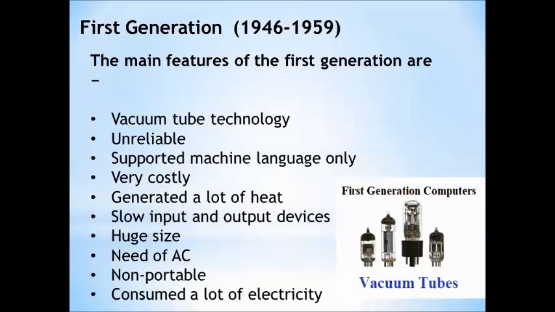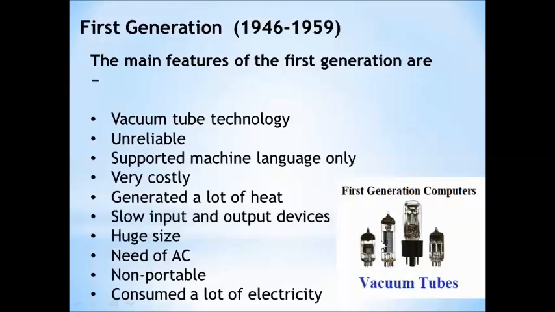The first generation computers were very bulky in size. The main processing component was built by using vacuum tube technology. You can see the images of vacuum tubes here. They were very much like a small electrical bulb. The computers which were made by using vacuum tube technology are all regarded as the first generation computer. Those computers were very much unreliable. They could support only the machine language for doing the programming. The computers were very costly and used to generate a lot of heat.